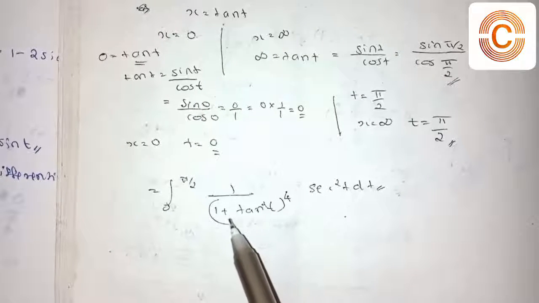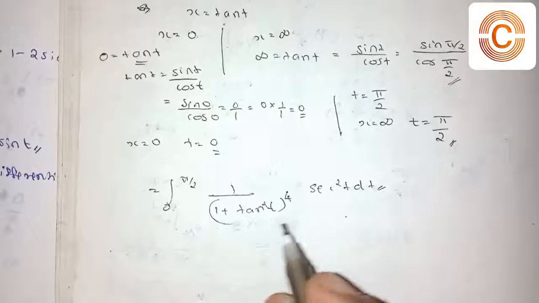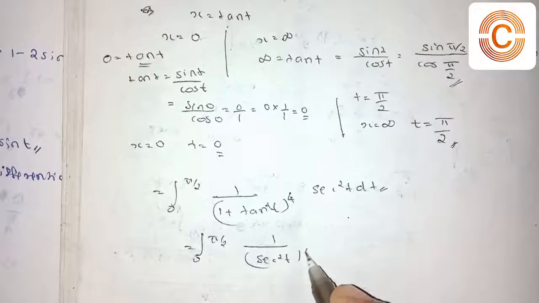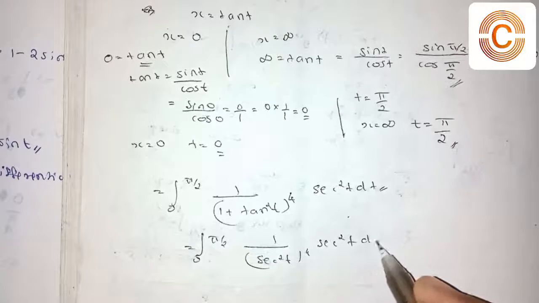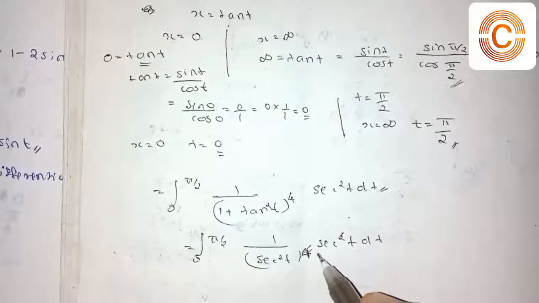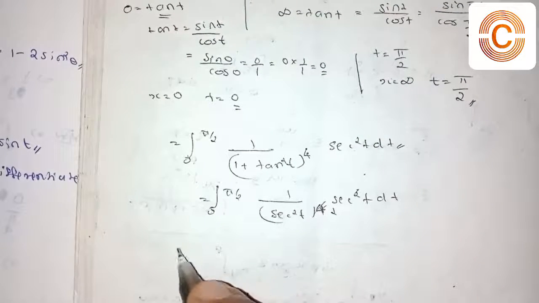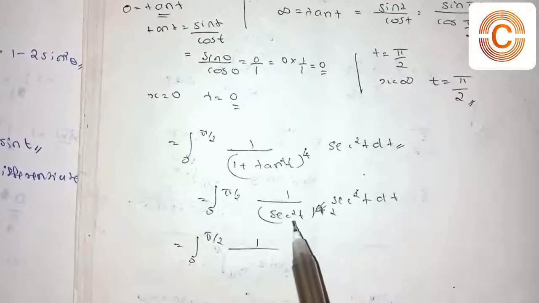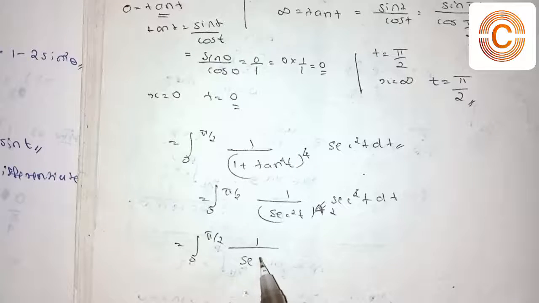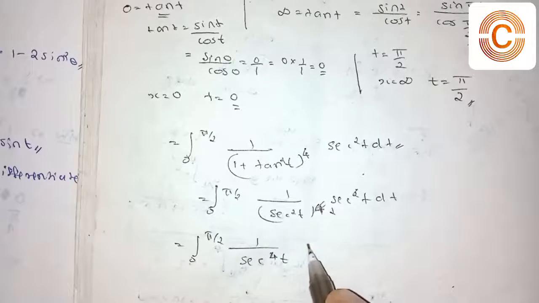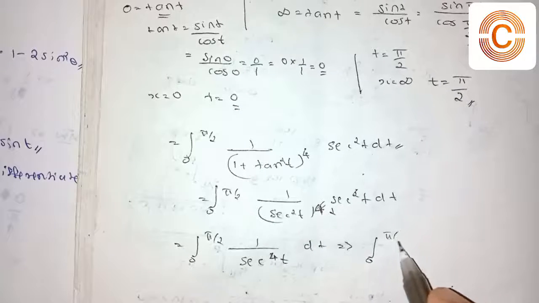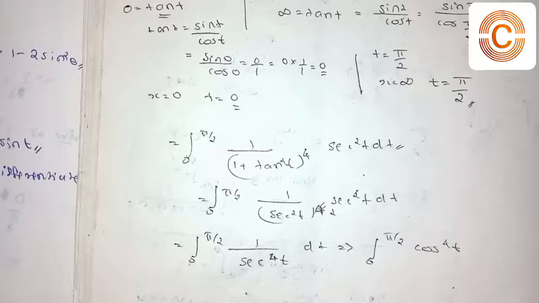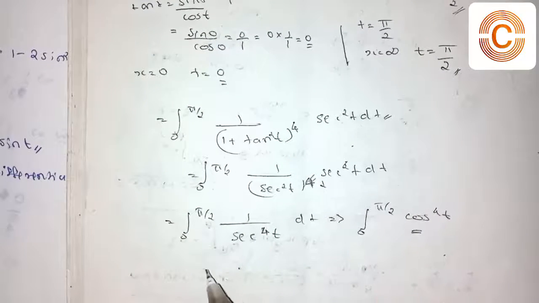By using the trigonometric identity 1 plus tan square t is equal to sec square t, we get the integral from 0 to pi by 2 of 1 divided by (sec square t) whole raised to 4, into sec square t dt. Then cancelling these terms, in the next step we get the integral from 0 to pi by 2 of 1 divided by sec raised to 4t dt, which is equal to the integral from 0 to pi by 2 of cos raised to 4t dt, since the reciprocal of the sec function is cos.